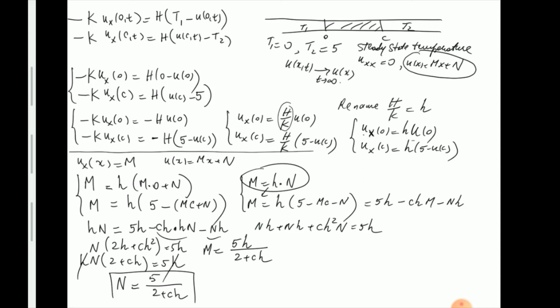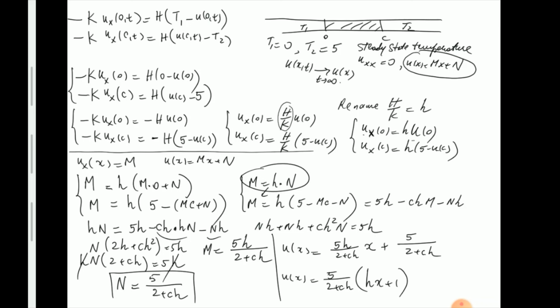So the steady state temperature u of x will be mx plus n, 5h over 2 plus ch, little x plus n. Or we can factor out 5 over 2 plus ch, and then in parentheses you're left with hx plus 1. All right, so this is basically the solution for the steady state temperature.